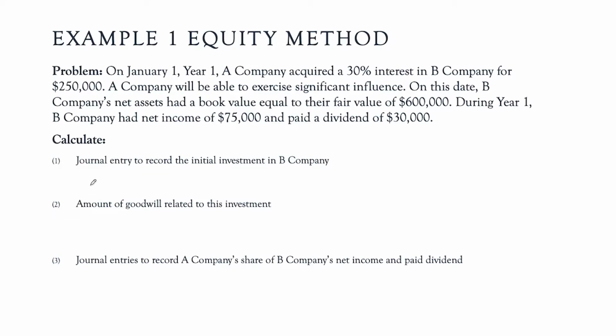So let's see what it's asking us to calculate. Journal entry to record the initial investment in B company, amount of goodwill related to this investment, and journal entries to record A company's share of B company's net income and paid dividend.